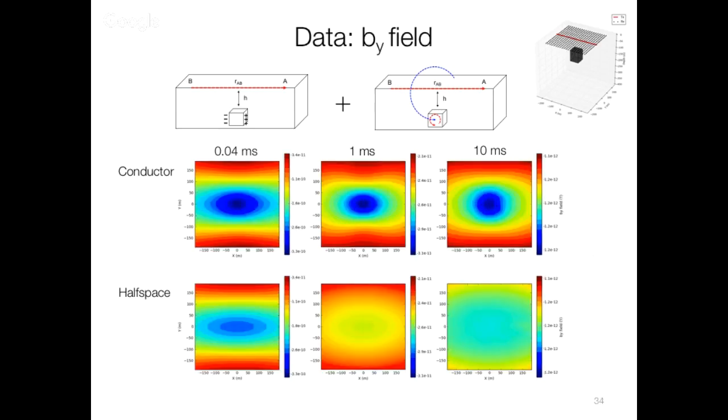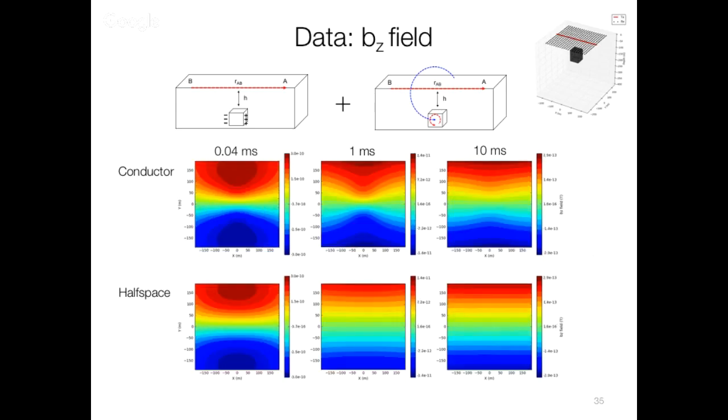And then, as we already talked about, BY coming out is also diagnostic. Here's the half space, here's the conductor at 1 millisecond, it looks like that, and at 10 milliseconds. And BZ is not diagnostic directly over the top, but as you get up towards the sides, you definitely see something. You don't know what the orientation of your transmitter wire is, so you probably want to measure all 3 components. But from the point of view of understanding things, this is actually good.